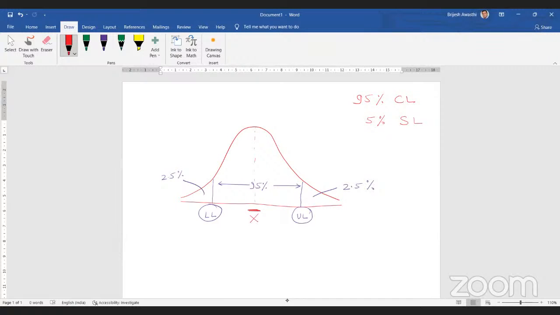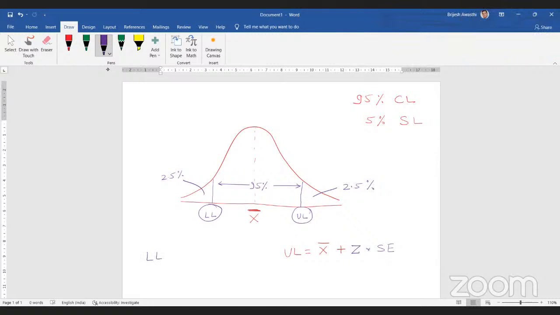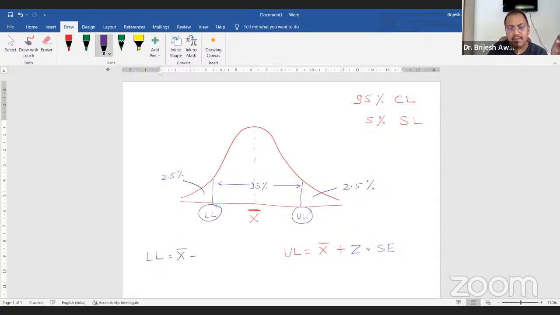So how will we calculate the upper limit or lower limit? The formula is: upper limit is equal to X bar plus the value of Z into standard error. And lower limit is equal to X bar minus Z into standard error.